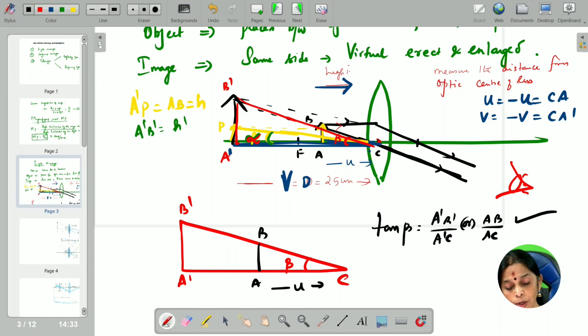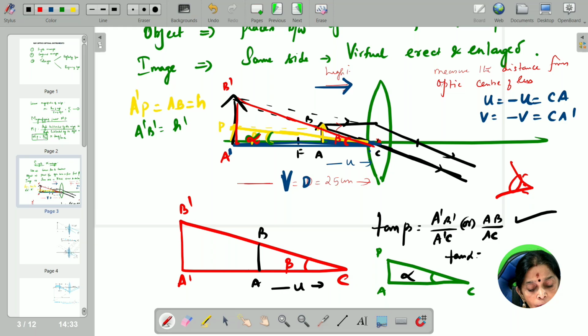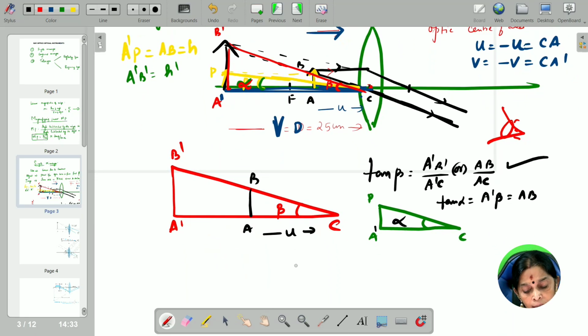Now I am going to take the triangle A dash PC. This is A dash PC. In this triangle A dash PC, this is alpha. So from this, what is tan alpha? So tan alpha is equal to A dash P. So A dash P is equivalent to AB. So A dash P is equal to AB. So therefore I can write here tan alpha is equal to A dash P divided by A dash C, or you can write it as AB divided by A dash C.